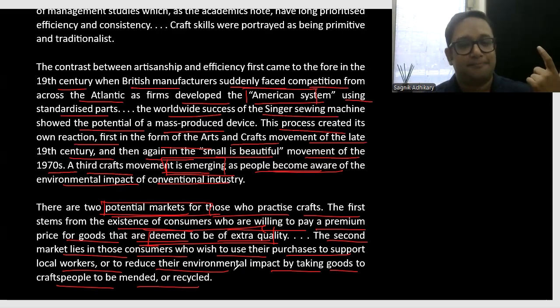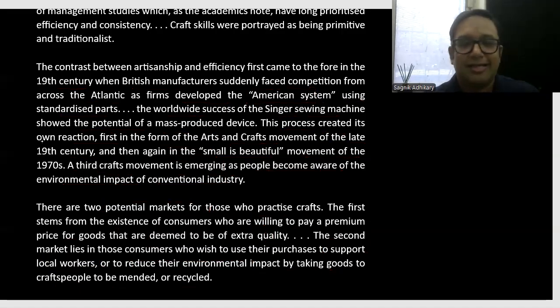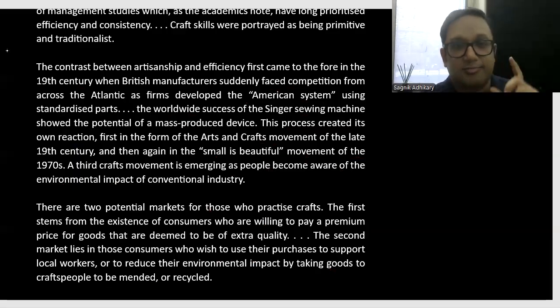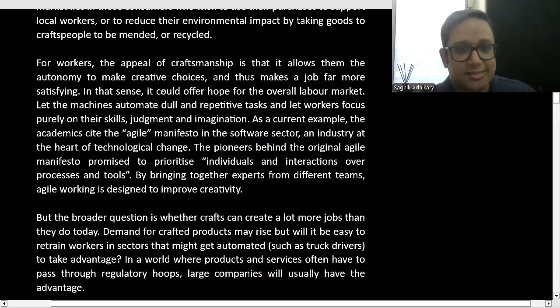So one is people who prefer to have their products made by, or purchase products from, local craftsmen, again because of two reasons. One, to reduce the environmental impact. Second, to support local workers. And we can see that these are the reasons why there is this third crafts movement at present. It is emerging, so it is in the present.